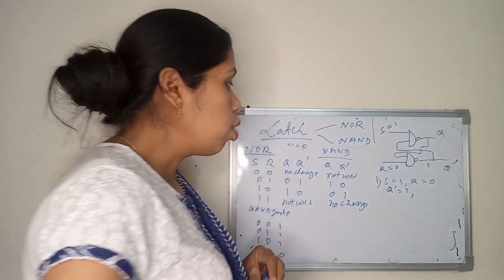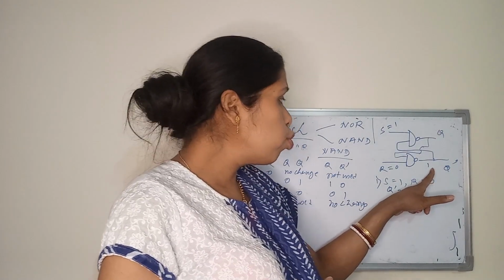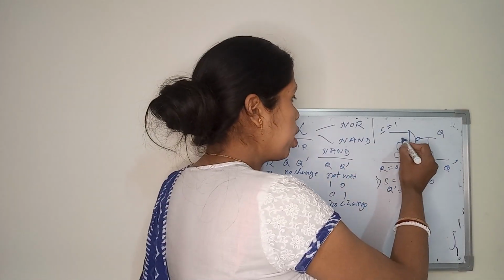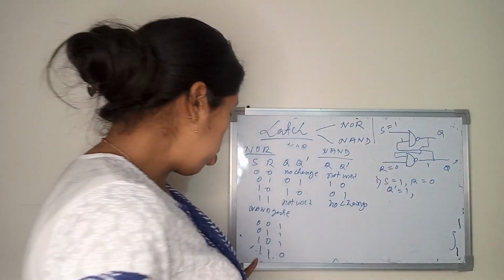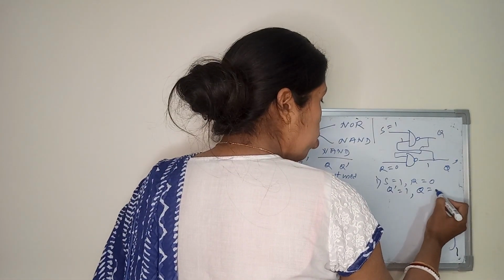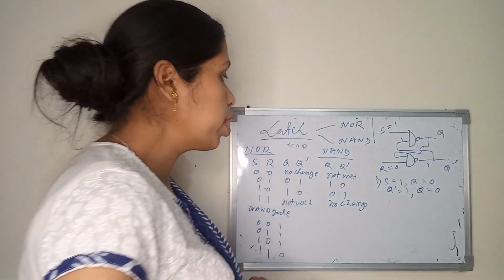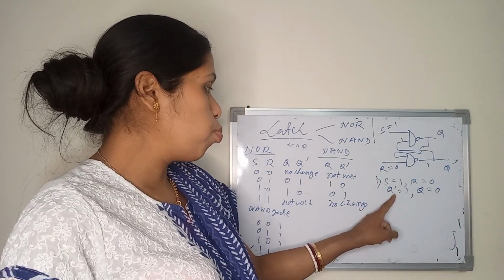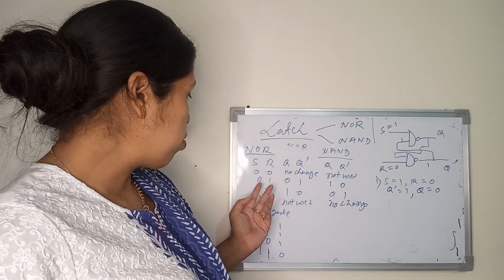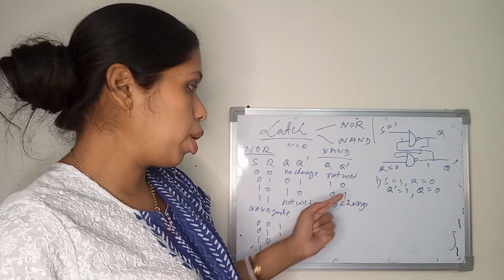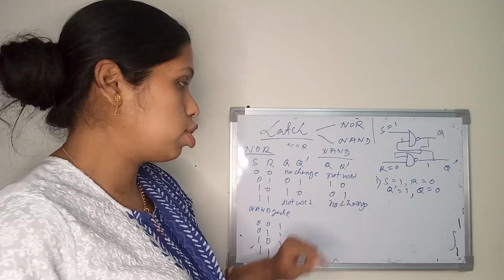Now Q prime is 1, and it is entering into this gate. This is also 1, so both inputs are 1, and 11 means output is 0. That means my Q is 0. So when I give S is 1 and R is 0, my Q is 0 and Q prime is 1. It is matching with the truth table.